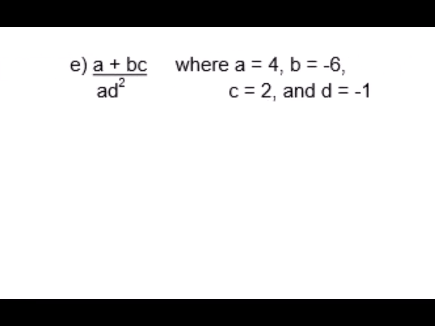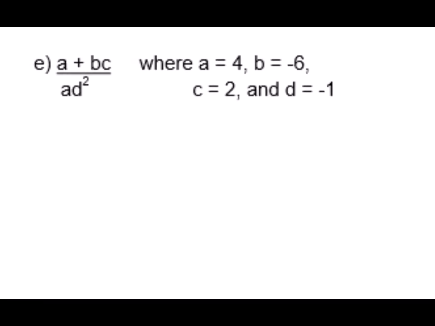Moving on, now we have this problem, a plus bc divided by ad squared. Any variables sitting beside each other are just going to be multiplication. When we do our substitution, make sure that you put any numbers that you replace in a bracket. So let's do that. So now we have, well, A is 4, so we're going to have 4 plus, well, B is -6, C is 2, divided by, well, A is 4 again, D squared is -1. Now remember BEDMAS.